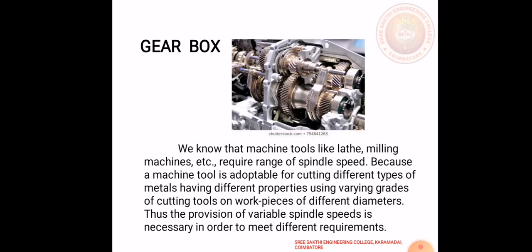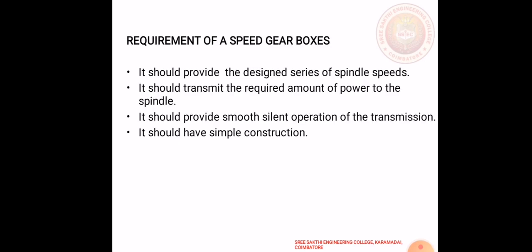Gearbox is used in automobiles, machine tools, etc. We know that machine tools like lathes, milling machines, etc. require a wide range of spindle speeds, because a machine tool is adaptable for cutting different types of materials, having different properties, using varying grades of cutting tools on workpieces of different diameters. Thus, the provision of variable spindle speeds is necessary in order to meet different requirements.